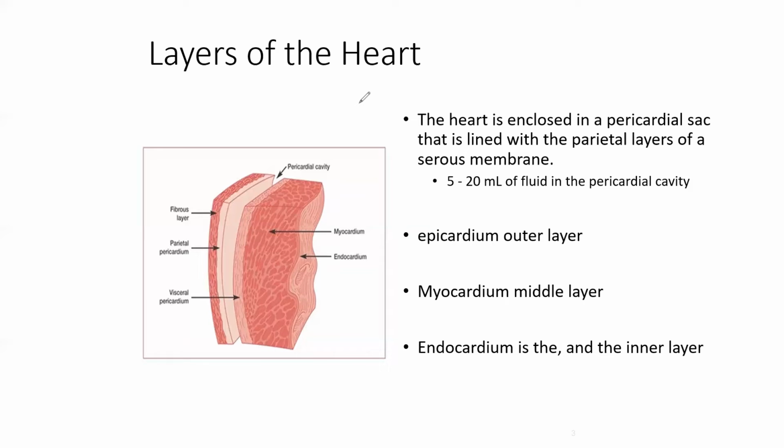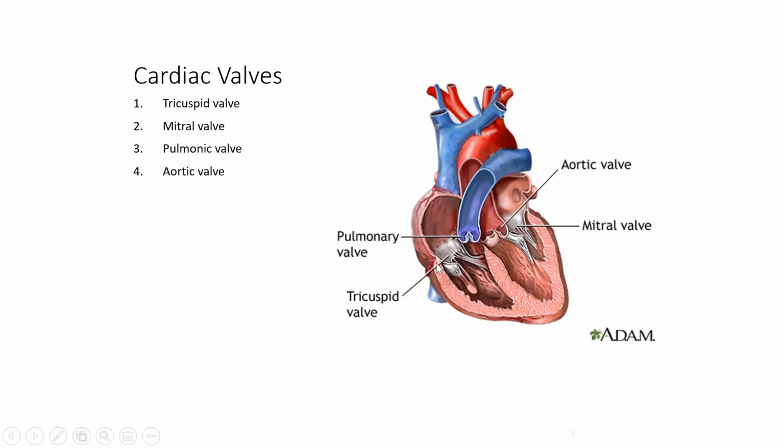So again, keep in mind that knowing the layers of the heart is very important because there are diseases such as pericarditis. So if it's pericarditis, you know that it's talking about the outer layer. Myocarditis is talking about the muscle layer of the heart. All right. This is the tricuspid valve.